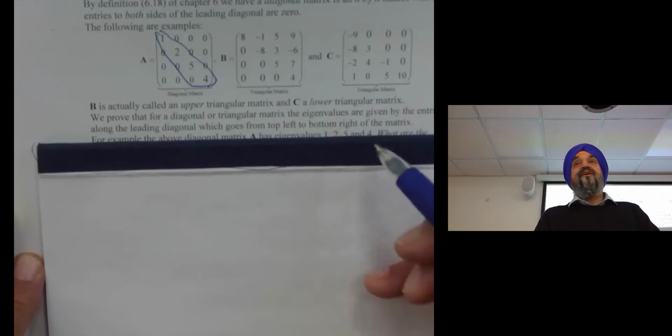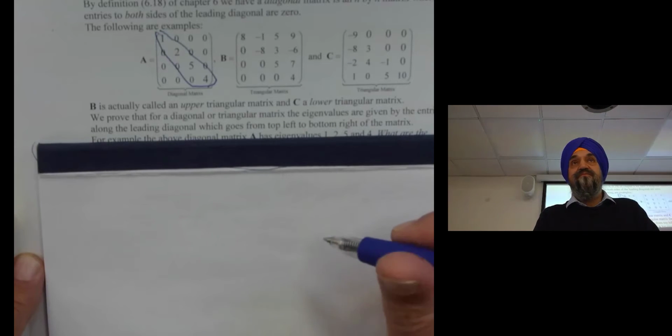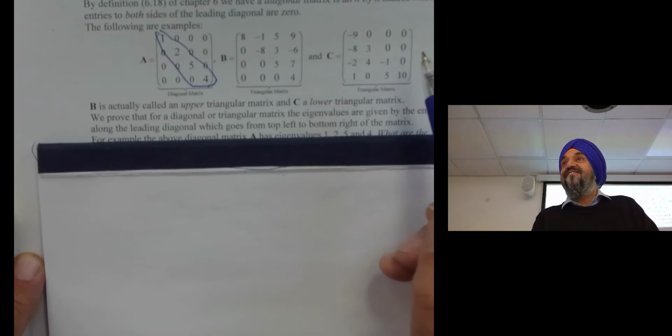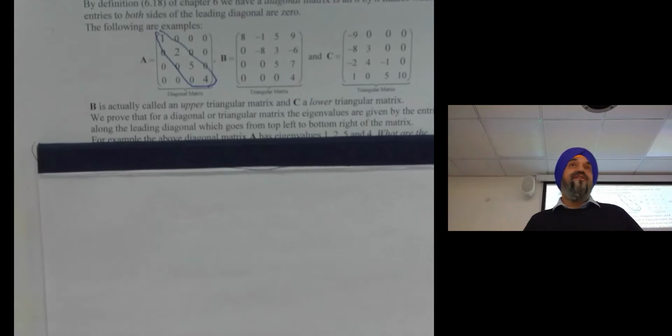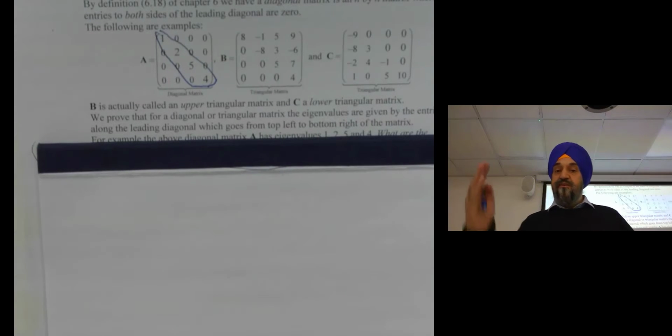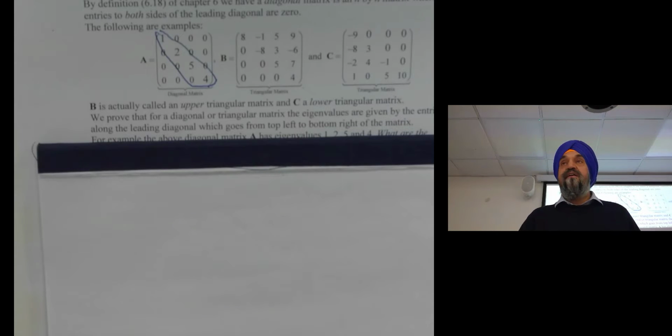And I bet you can't predict the eigenvalues of the matrix C. Too hard. Is it -9, 3, -1 and 10? Exactly, that's what it is. Now, of course, just because it works for this doesn't mean it's generally true. We've got to actually prove that this is always the case.